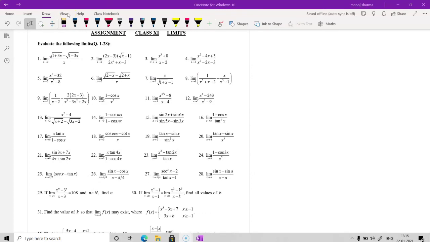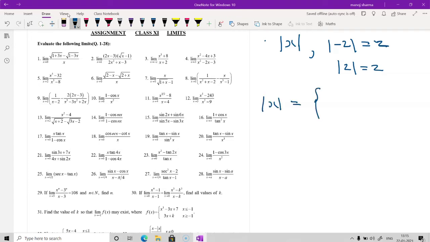Hello everyone, and I am moving now to the next question, which is basically based upon some special kind of functions which is known as mod x. Now if we talk about modulus of x, if I put minus 2, it will come as 2, and if I put 2, it will also come out as 2. Because the definition of modulus x is like this, it is going to be x for all values of x which are greater than or equal to 0, and it is minus x if x is less than 0.